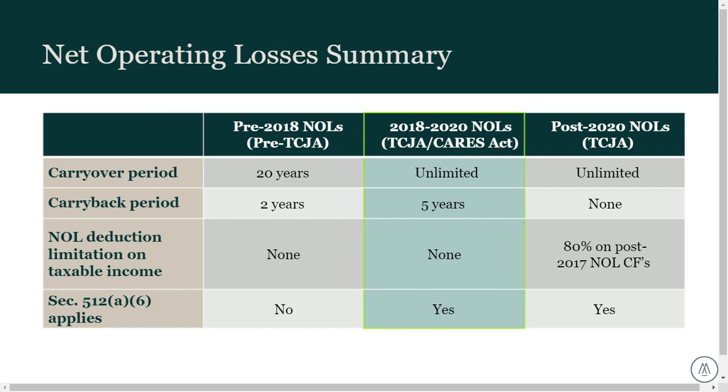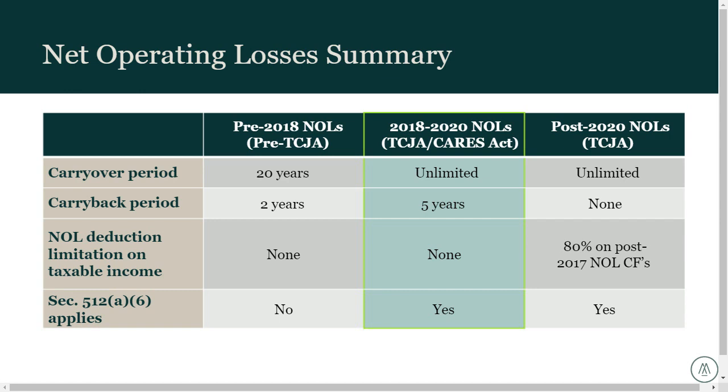When it comes to net operating losses, here's a really great summary that just shows you how confusing it's gotten. But I think it really is great highlighting the different rules on how NOLs are treated depending on when they're generated. So for pre-2018 NOLs, you can carry over 20 years, carry back 2 years, and there's no limit on how much of taxable income can be offset by these NOLs. And there are no silo rules to worry about.